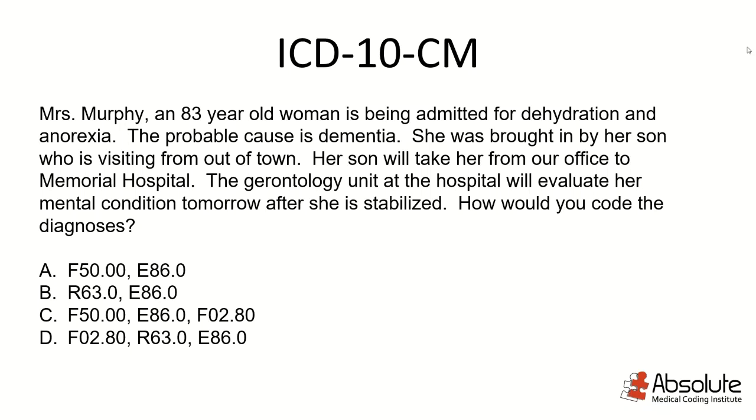A, F50.00, E86.0. B, R63.0, E86.0. C, F50.00, E86.0, F02.80. D, F02.80, R63.0, E86.0. Miss Murphy, an 83-year-old woman, is being admitted for dehydration and anorexia. The probable cause is dementia. She was brought in by her son, who is visiting from out of town. Her son would take her from our office to Memorial Hospital. The gerontology unit at the hospital will evaluate her mental condition tomorrow after she is stabilized. How would you code the diagnosis? And you have 2 minutes starting now.